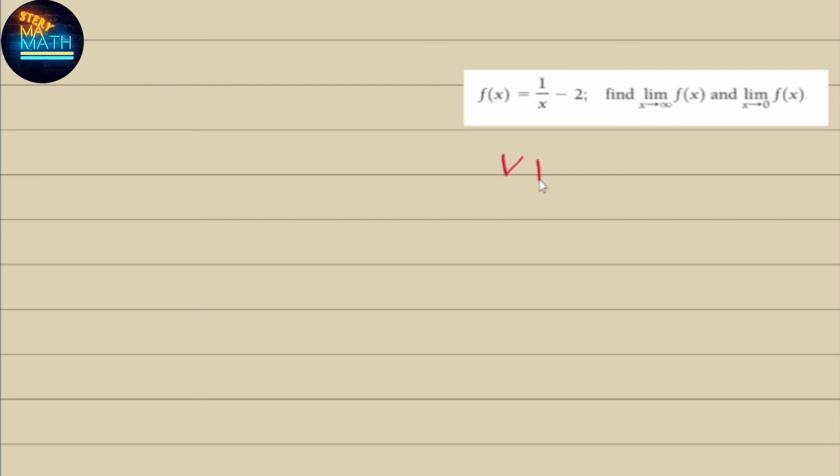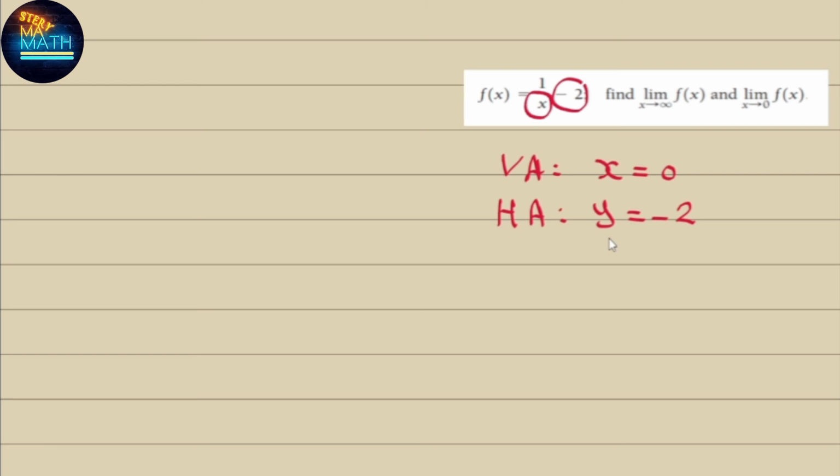Right? The vertical asymptote, just take the denominator and set the denominator equals 0. So x is equal to 0. This is the vertical asymptote. And the horizontal asymptote, take the other number, which is negative 2. So y is equal to negative 2 is the horizontal asymptote. Right?